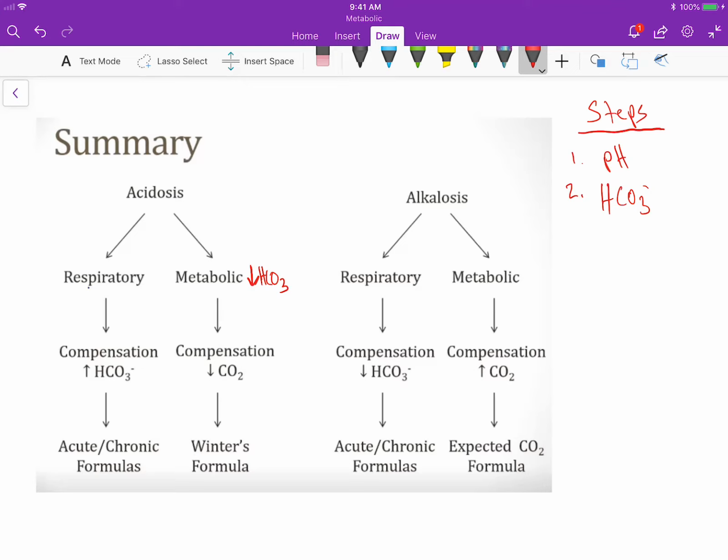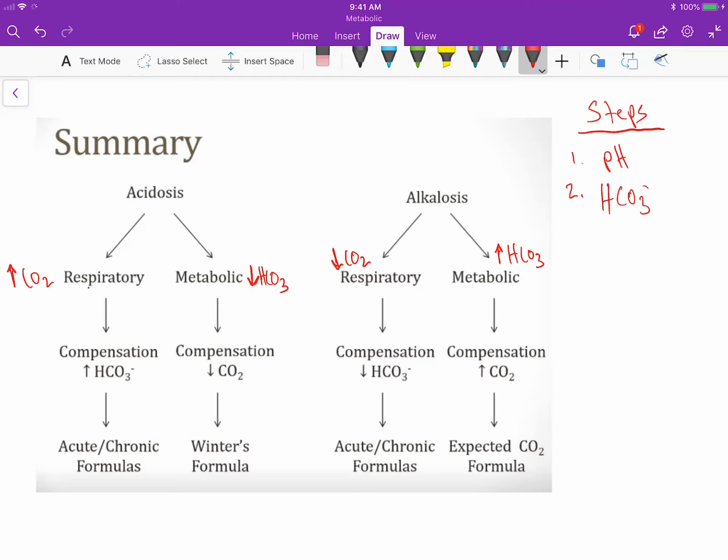Up here, a respiratory acidosis, by definition, is an increase in CO2 concentration. Likewise, respiratory alkalosis is going to be a decrease in CO2, and metabolic alkalosis, of course, will be an increase in bicarb.